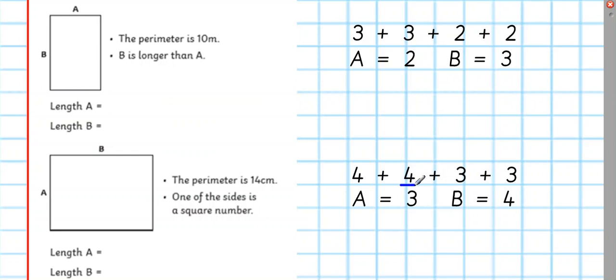4 is a square number because 2 times 2 is 4. So I've got all the clues, and if I add them all together, it's 14 centimetres. Okay, it doesn't matter which is bigger this time, so I could have had a different square number. I could have had a different number, but I have put B as 4 because I can see from this picture that B is slightly longer than A. Okay, so make sure you've looked at the picture as well.